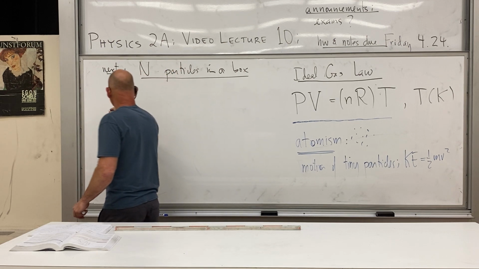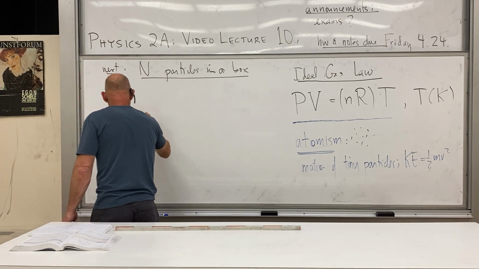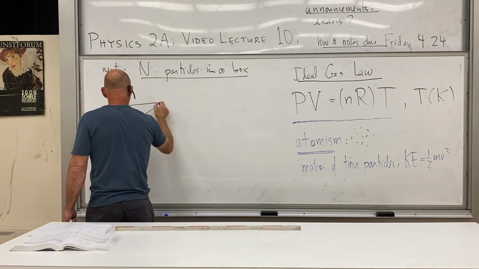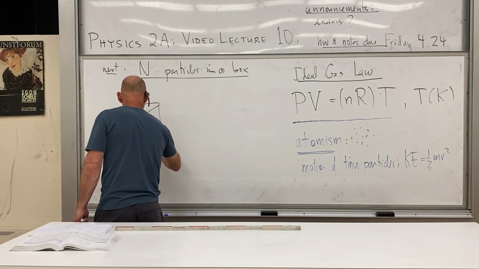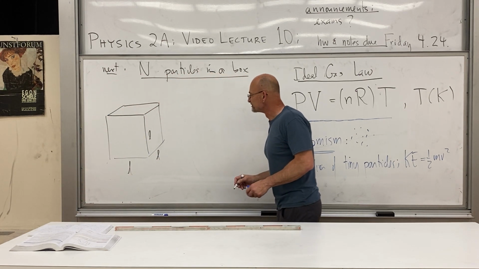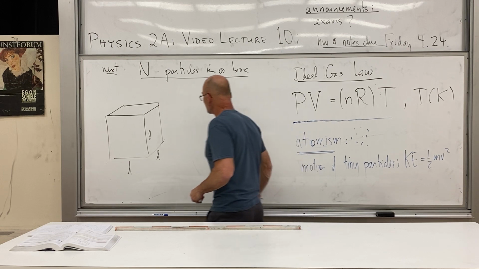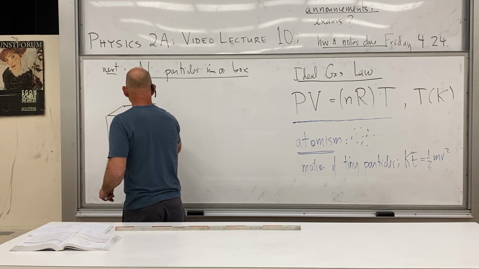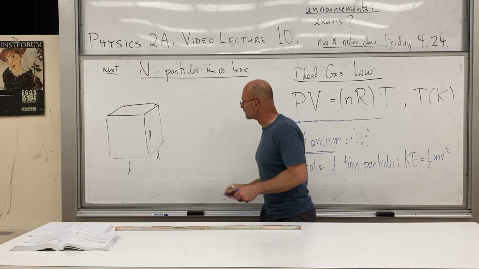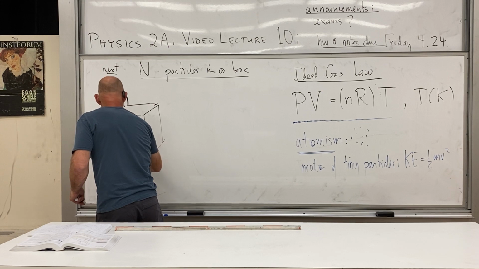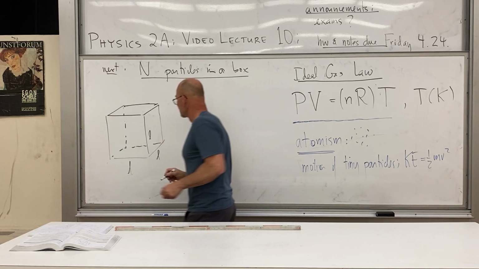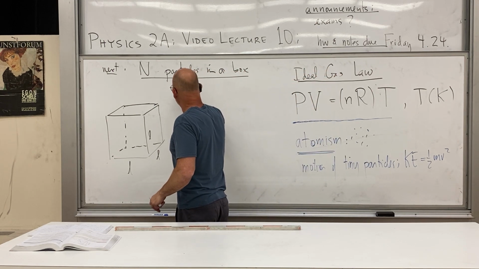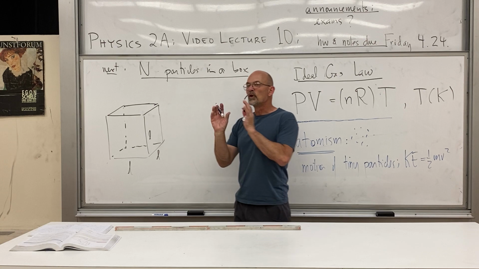And the idea, we have to have a couple stipulations here, but I'll go ahead and draw a box. And it has sides of length L, L, and L, so the volume is L cubed. How's the perspective on that? You gotta be a little further away. All right, we can deal with that. Okay, there's the box.